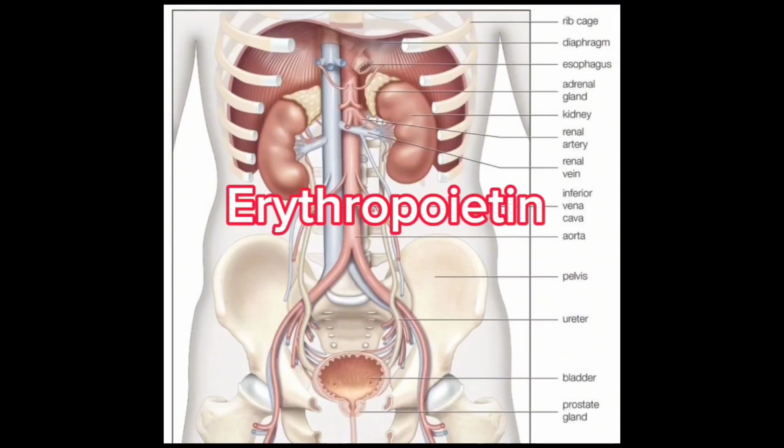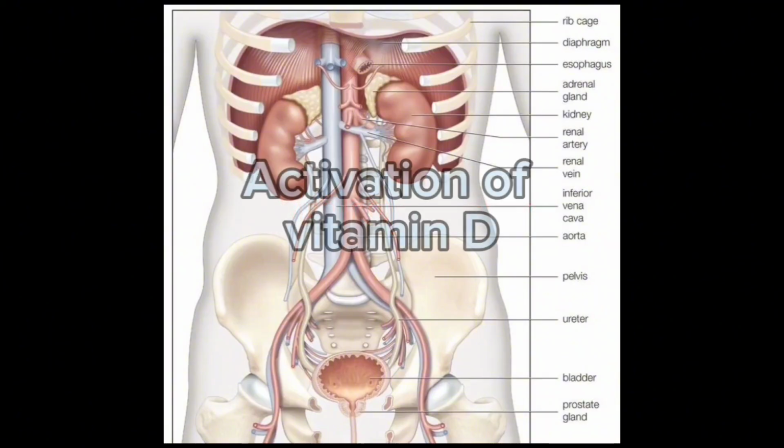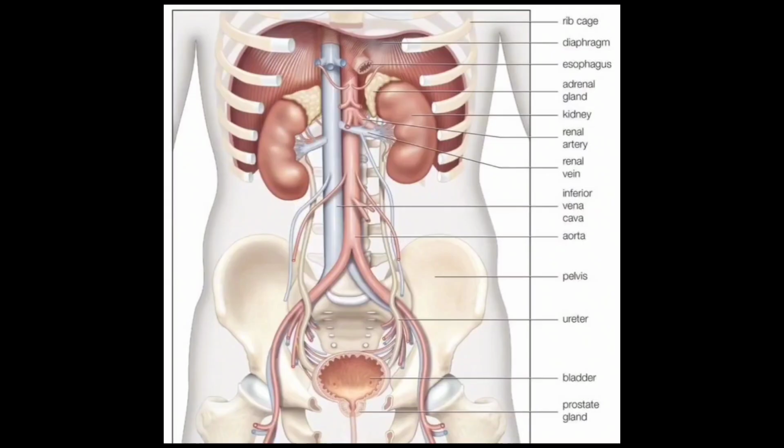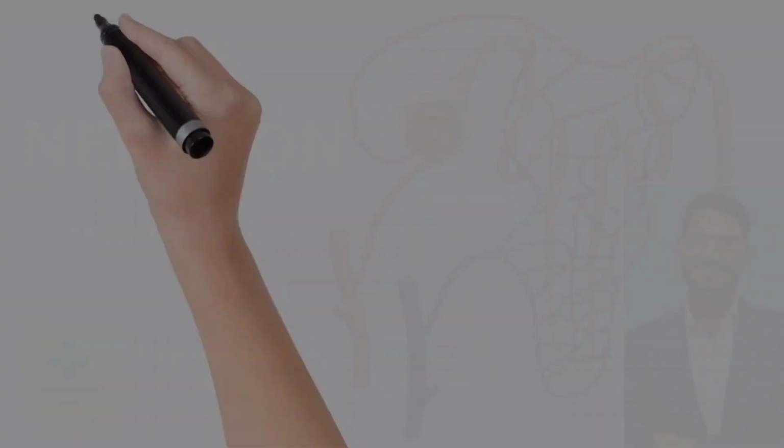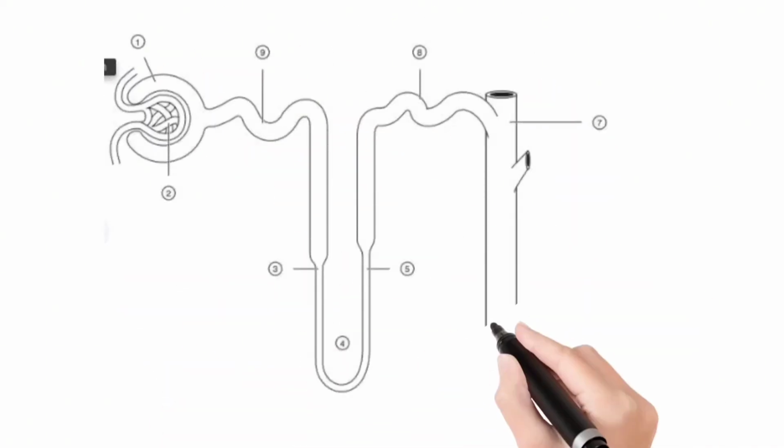And that's why people with chronic kidney disease often suffer from anemia. Vitamin D activation takes place in the kidneys. And as we mentioned before, renin is produced from kidney cells, and it's so important in blood pressure regulation. So in this short video, we're going to look into the kidney cells.